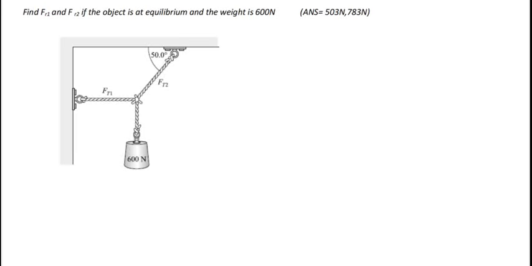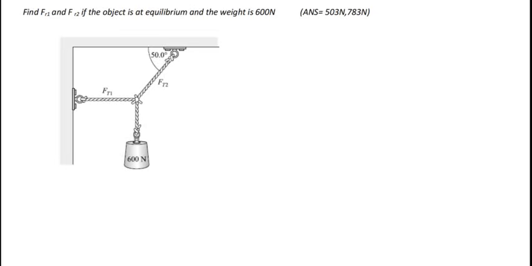In this tutorial, we are going to talk about the introduction to static equilibrium. So I've got two interesting questions under this topic. The first question is to find FT1 and FT2 from the diagram if the object is at equilibrium and the weight is 600 Newton.